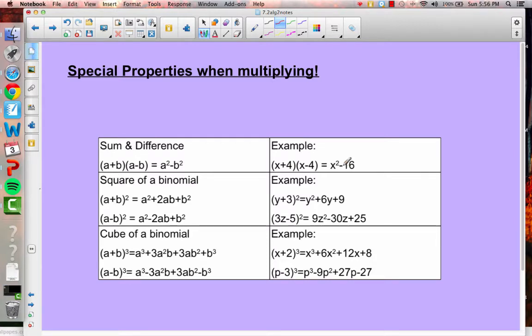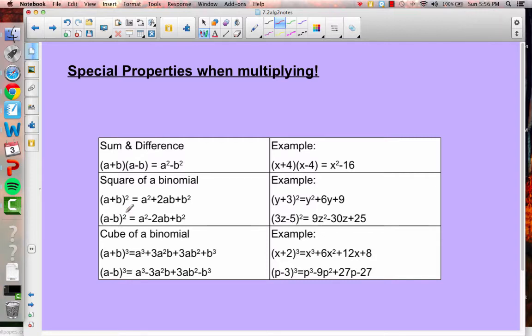Next is a square of a binomial. This is if you have a plus b all squared or a minus b all squared. Notice the pattern. The first thing is squared and the last thing is squared, and then the only thing that changes between the two is the middle term. What you do is multiply the a and b together, and then multiply it by the exponent. So a times b times 2, and that's what goes in the middle.